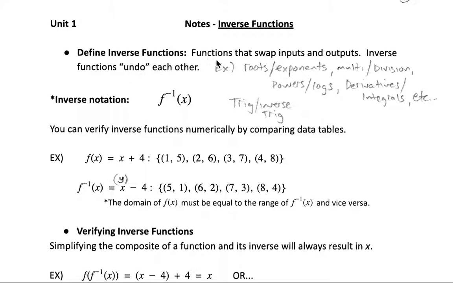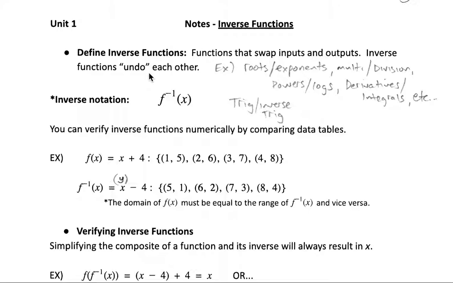An inverse function, in its most basic way, is two functions where their inputs and outputs get swapped or exchanged. So we'll see some examples down here when we get into that. But essentially, the domain of one function is the range of its inverse and vice versa. The range of one function is the domain of its inverse. More importantly, inverse functions will undo or cancel each other.